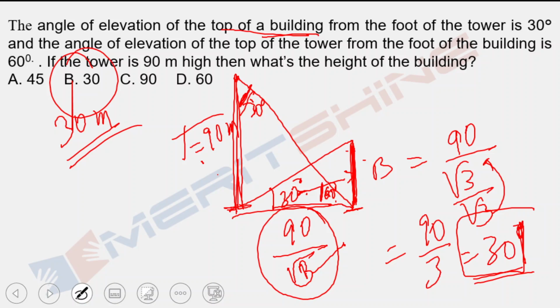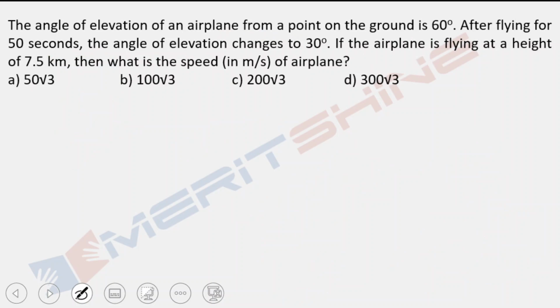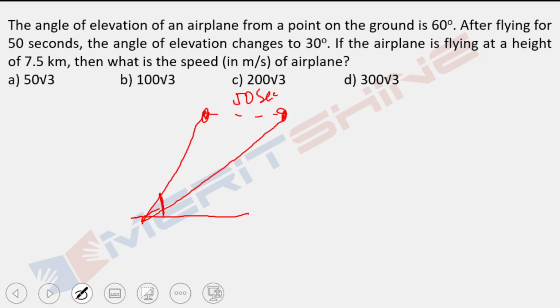Okay. Now the next question, we will do one static one and one moving one. This is the moving one. Now let's see this. The angle of elevation of an airplane from a point on the ground is 60 degree. And after flying for 50 seconds, the angle of elevation changes to 30 degree. Height is same. If the airplane is at a height of 7.5 kilometer, what is the speed in meter per second?